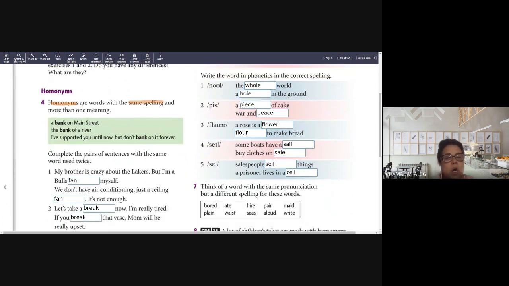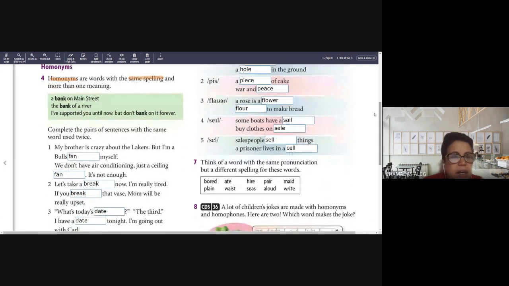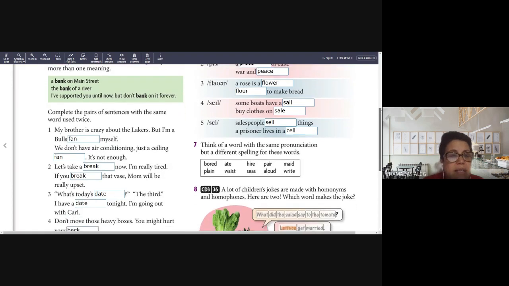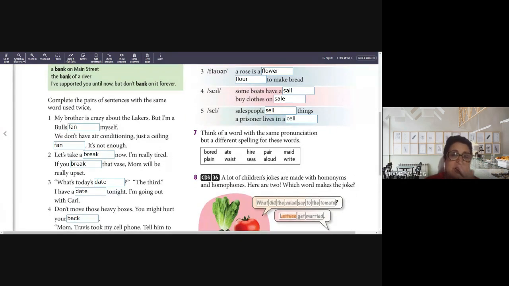Now, homonyms. Homonyms are words with the same spelling and more than one meaning. So let's take a look here. A bank on Main Street. The bank of a river. I've supported you until now, but don't bank on it forever. This is an expression. It's a phrasal verb, okay? Now, guys, to make it easier, I just left the answers here so you can see.